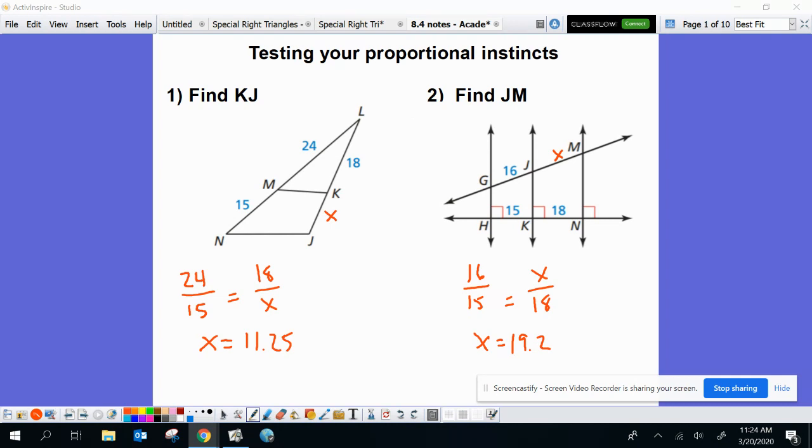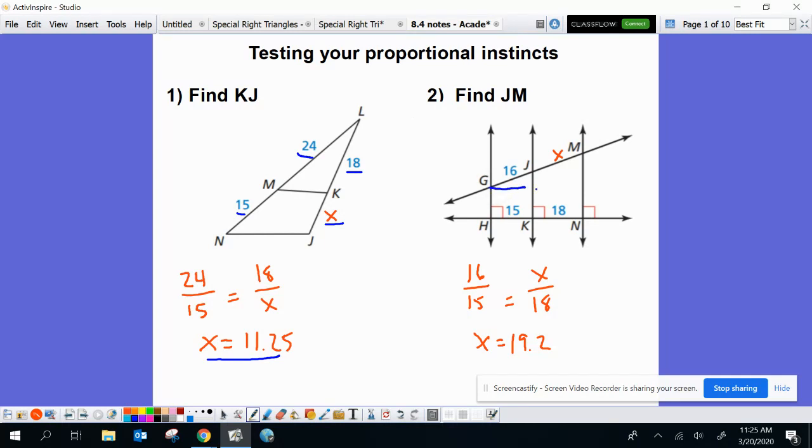So if you recall, last Wednesday, we started out by working on something we called proportional instincts. So we did these problems right here before even learning the lesson. And we said 24 is to 15 as 18 is to x. And we stayed consistent, either top to bottom and then back to the right, top to bottom. Or you could also go left to right. 24 over 18 equals 15 over x. Final answer, 11.25.